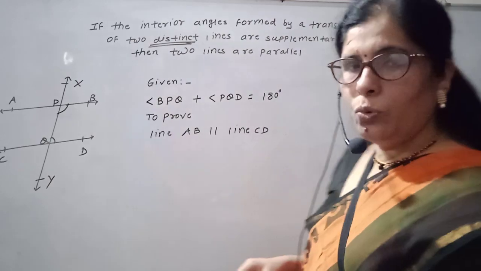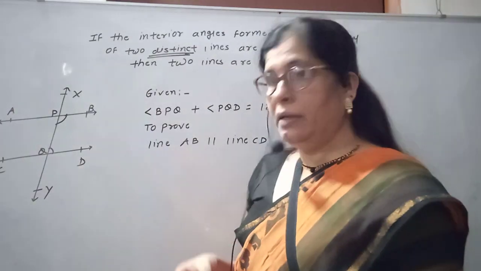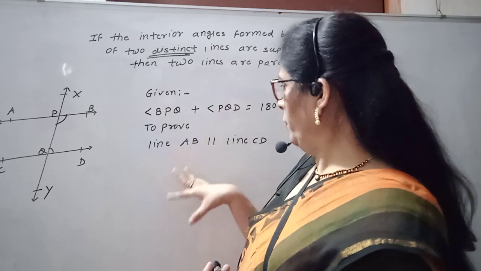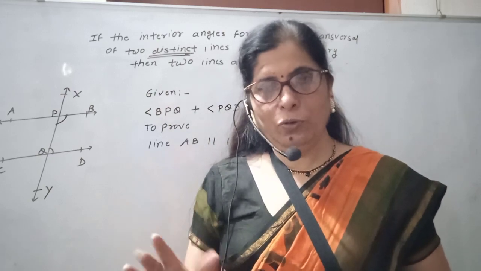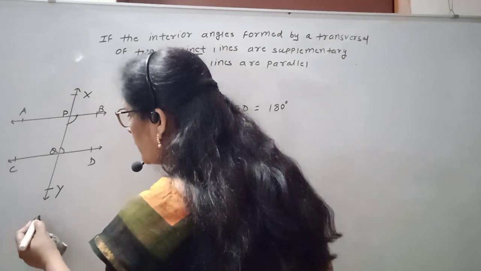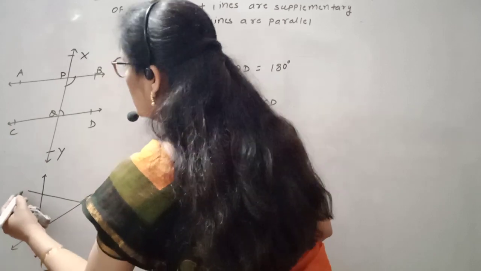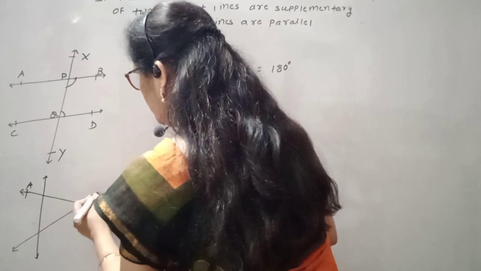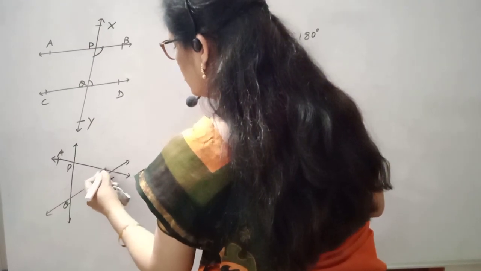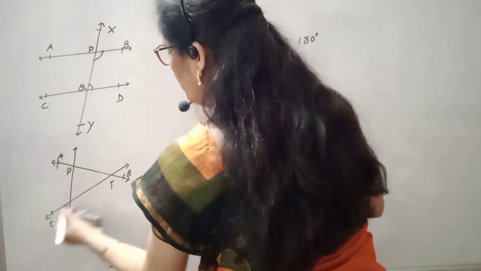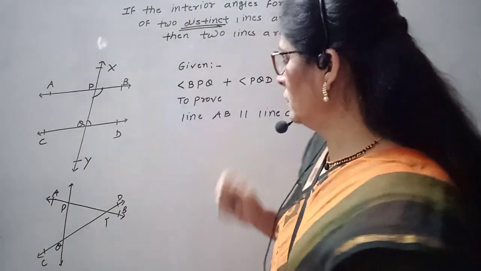Okay. Now we will prove the theorem by indirect method. What is meant by indirect method? Now what is the proof? What we have to prove? Line AB is parallel to line CD, but we will take a different assumption and prove that assumption is wrong. Means what? We will prove that line AB and line CD intersect each other in point T. Suppose line AB and line CD intersect each other in one point.